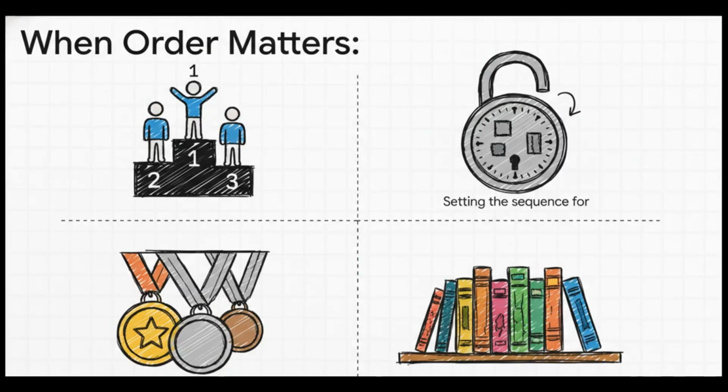And this is where we see permutations out in the wild. Think about assigning specific roles like president, VP, and secretary. That's a permutation because it matters who gets which title. A padlock sequence? Oh, for sure. 1, 2, 3 is definitely not the same as 3, 2, 1. Awarding medals, arranging books. In all these cases, the order is absolutely everything.